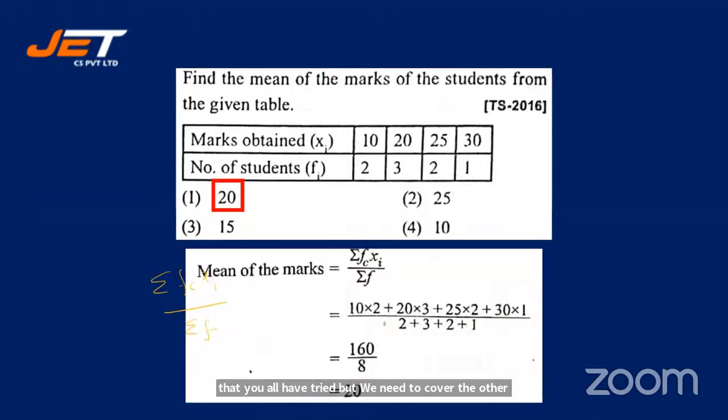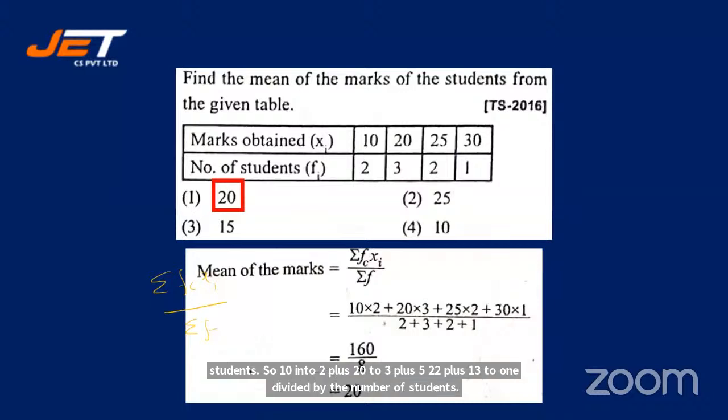The answer is 20. How? We are just finding out the mean of the marks. It's sigma f_i x_i by sigma f. So you multiply the marks by the number of students: 10 into 2 plus 20 into 3 plus 25 into 2 plus 30 into 1, divided by the number of students. So you get 160 by 8, which is 20.